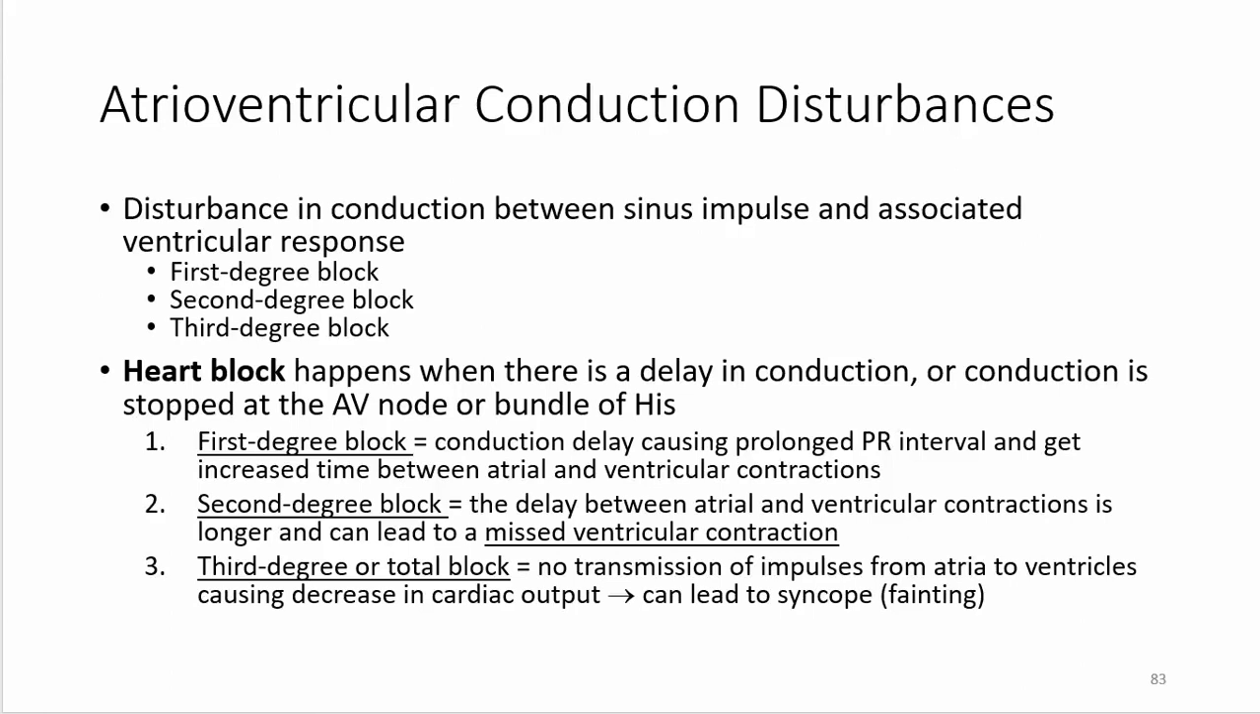So the heart block could be either a delay in the conduction, or it could be a complete stoppage of the conduction. And this normally happens when we talk heart blocks. It happens either in the AV node or in the bundle or in the bundle branches. But when we talk heart block, it's the bundle. We'll talk about bundle branches momentarily.